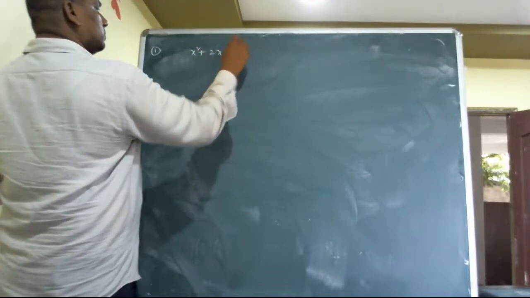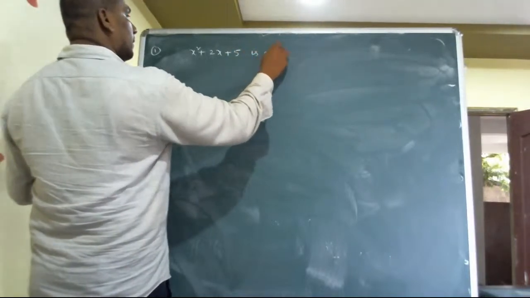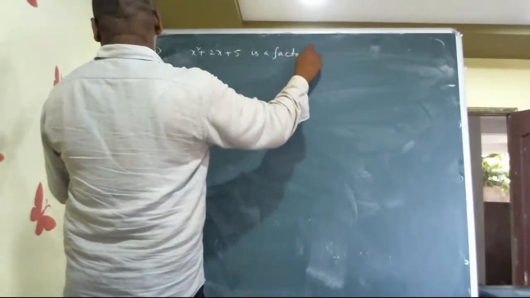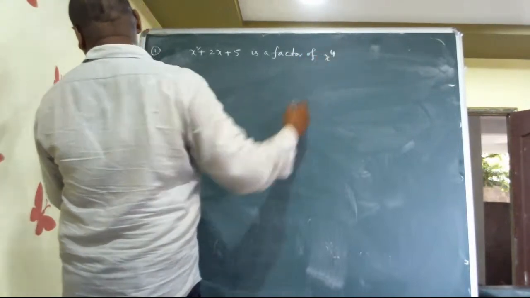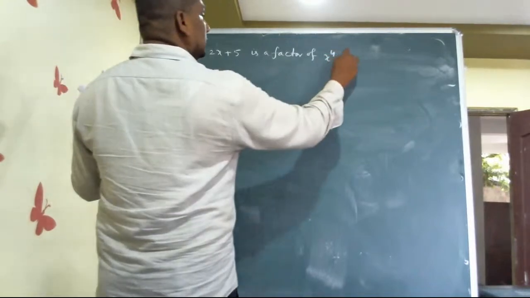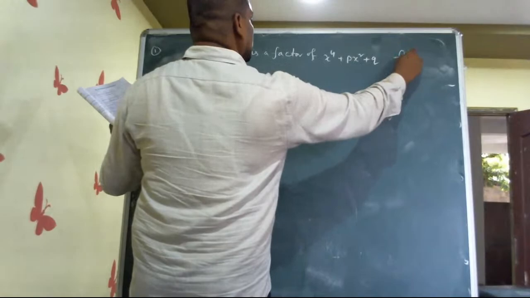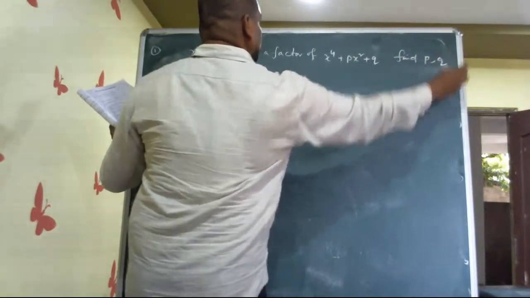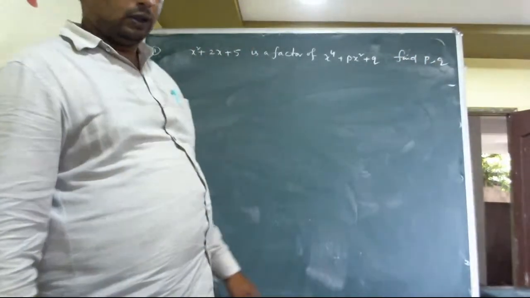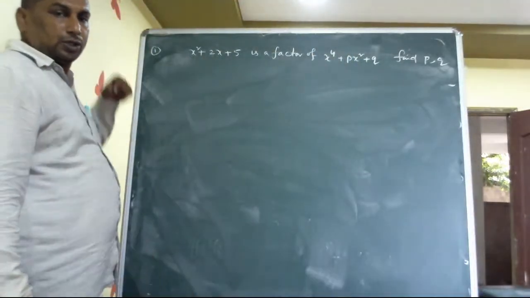x square plus 2x plus 5 is a factor of x power 4 plus px square plus q. Then find p, q and the other factor. It's a good question.